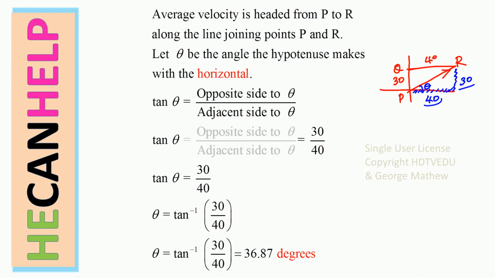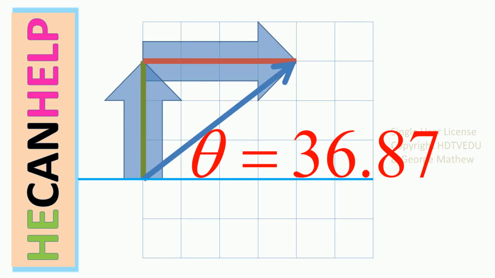Average velocity is headed from P to R along the line joining points P and R. Let theta be the angle the hypotenuse makes with the horizontal. Tan theta is the opposite side of theta divided by the adjacent side of theta. The opposite side is 30, the adjacent side is 40. So 30 divided by 40. So theta is tan inverse of 30 over 40, and that is 36.87 degrees. So this is the angle that we have with the horizontal, 36.87 degrees.